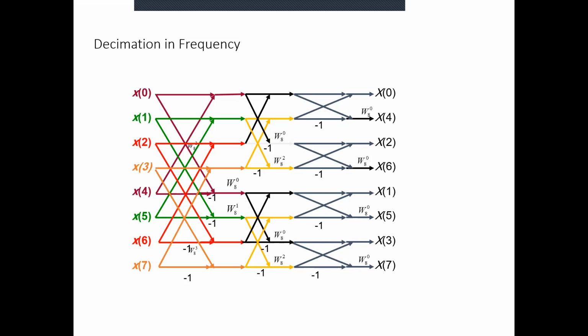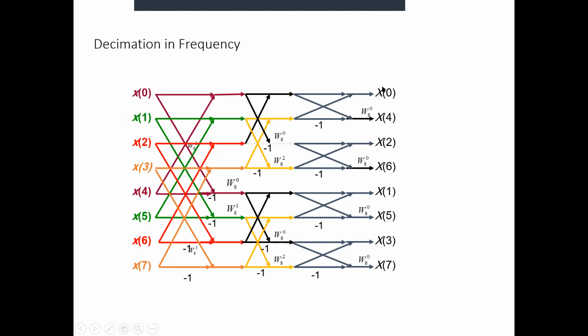And the output in the first case, the decimation in time, is arranged as X of 0, 1, 2, 3, 4, 5, and so on. So the output is sorted. Now in the decimation in frequency, the output is not sorted.